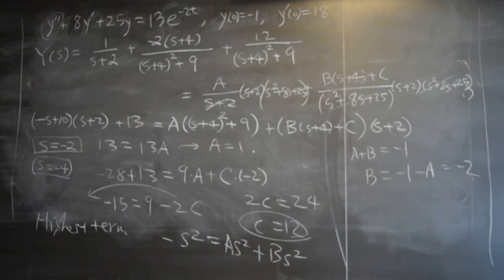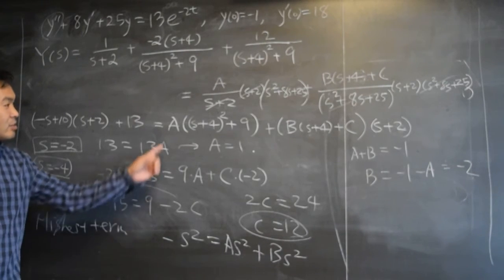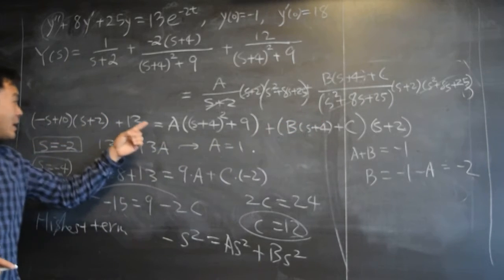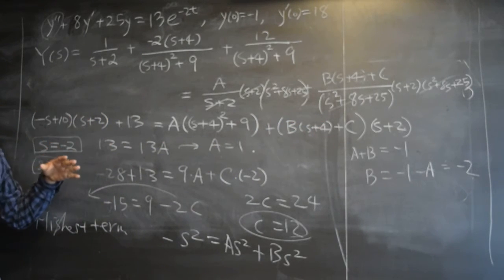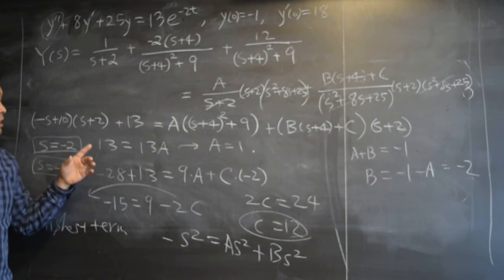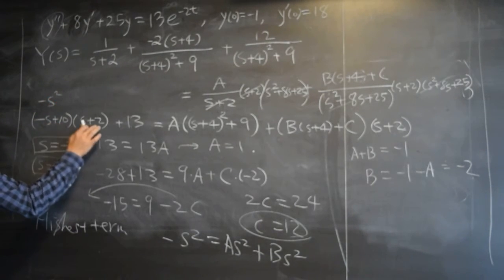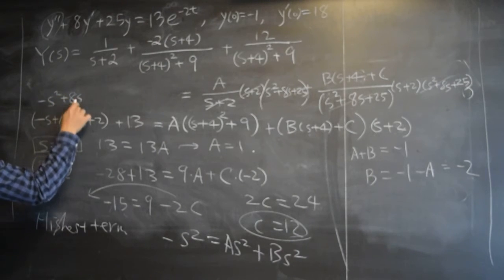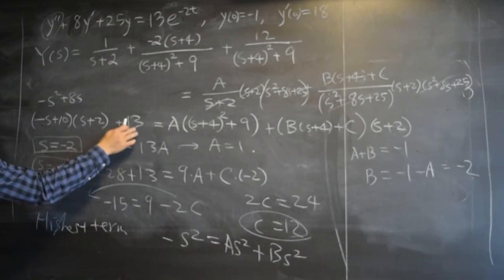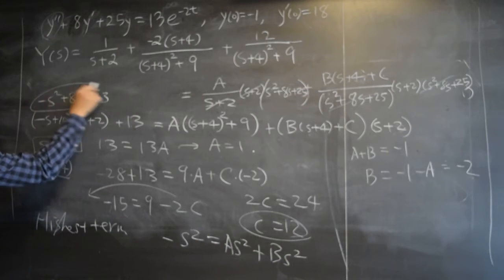Yes? You have a question? Yeah, on B. Finding B. Can you explain what you did on the bottom there again? Okay. Just expand the right side, expand the left side, compare the coefficients. If you expand the left side, what is this? This is negative s squared, let's see, 10, negative 2, plus 8s, plus 20, plus 3, that's 33. That's what you get on the left side, right?